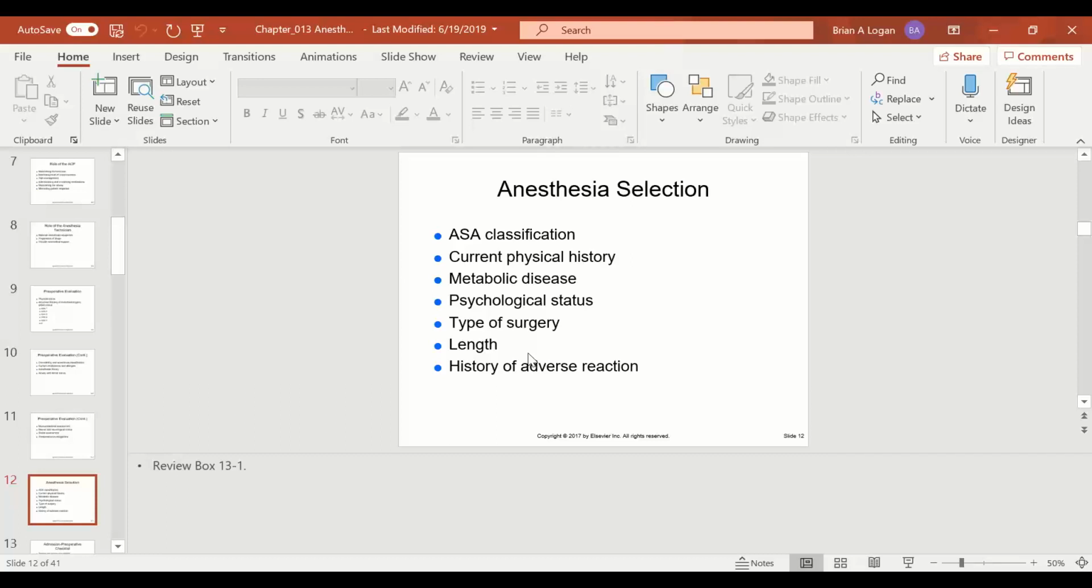How long is the surgery going to be? Is it a 15-minute surgery? Is it a 4 or 5 hour surgery? Right? 4 or 5 hour surgery, you're looking at definitely general anesthesia, because a lot of those other forms of anesthesia are not going to last long enough. Is there a history of adverse reaction? Do you or someone in your family have a history of malignant hyperthermia? That's going to change what anesthesia and drugs we may choose. In your book, in chapter 13, definitely look at box 13-1. This will go over these different types of anesthesia.